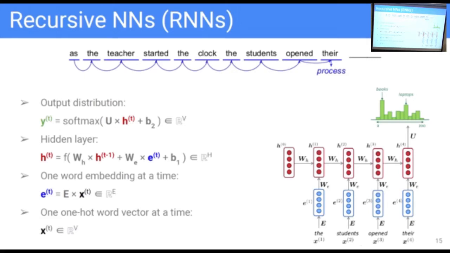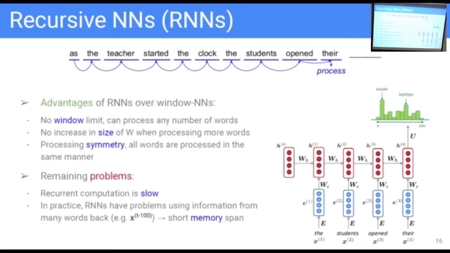And one good thing is that you don't have a limit of a window, because you can go as far in time as possible. Every time that you digest a number of words, you already have an output of what is going to be the next word. And so you can actually solve the whole problem by eliminating the window, as I said before. Then the size of W does not increase when you try to digest more and more words, because the size of W only depends on the size of the embedding.